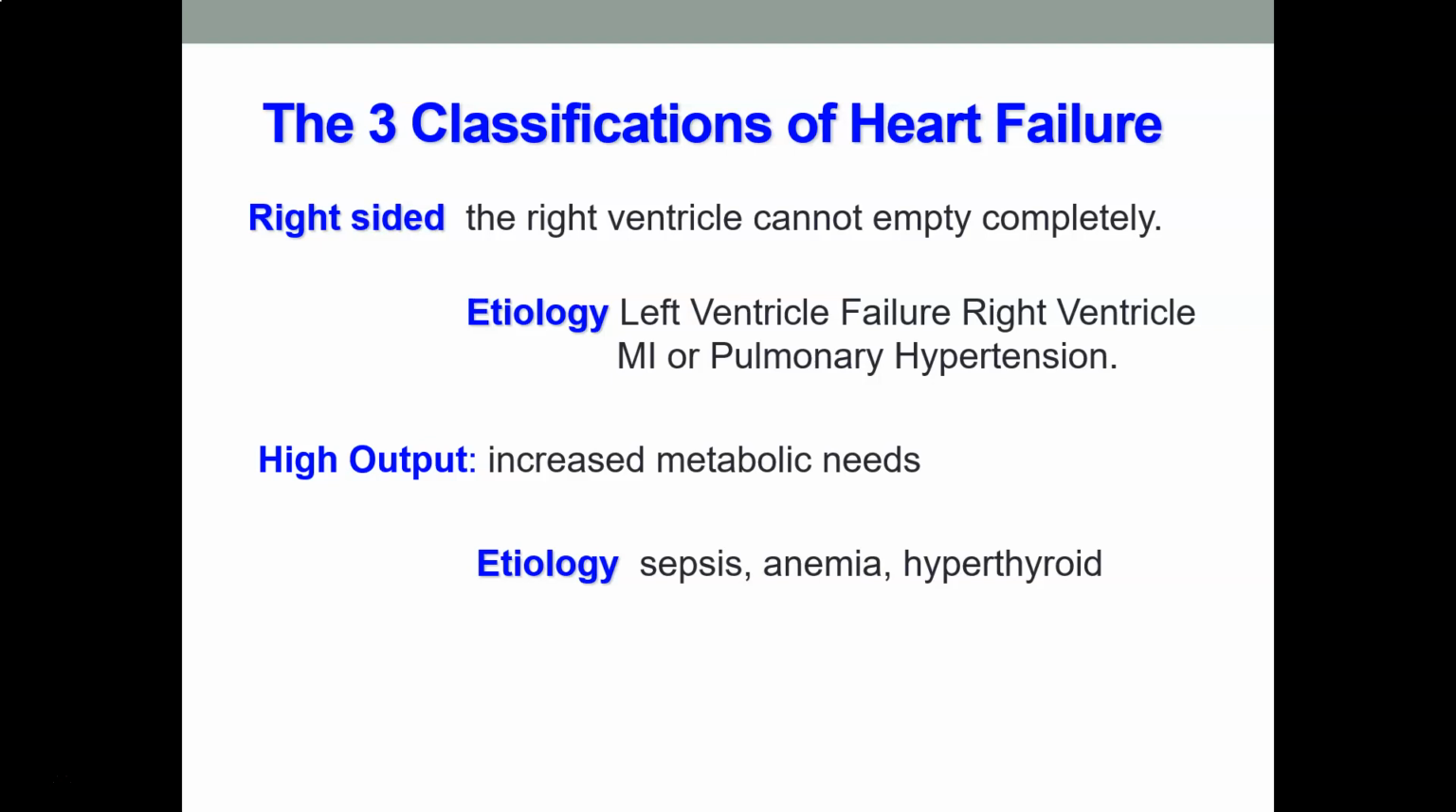Most of the time when you see right-sided heart failure, it is a progression of left-sided heart failure. With right ventricular failure, the patient can have had a right ventricular MI that can cause the heart failure. Also, pulmonary hypertension. Right-sided heart failure can also be because of high output with increased metabolic needs, such as in cases of sepsis, anemia, and hyperthyroid.